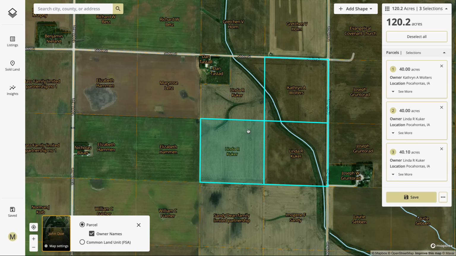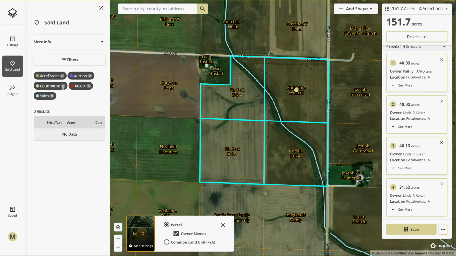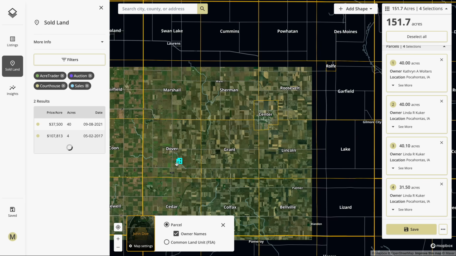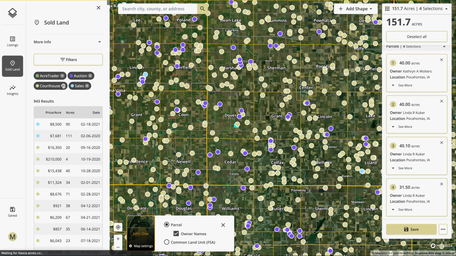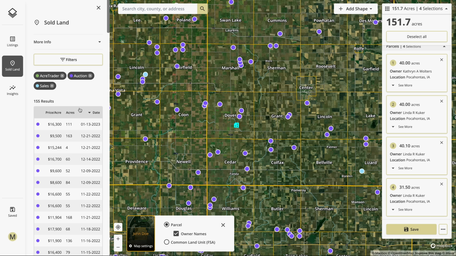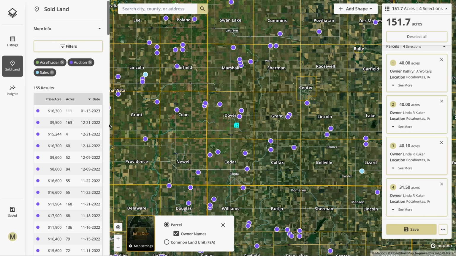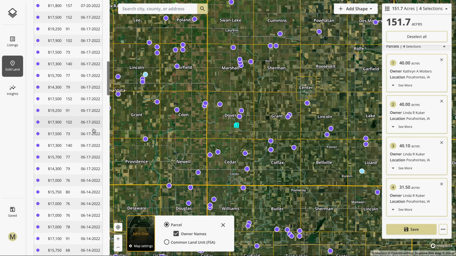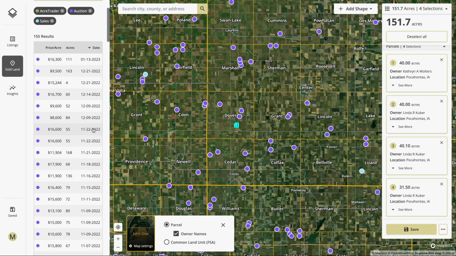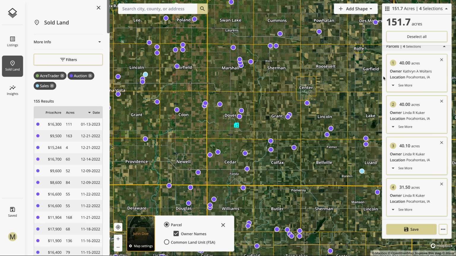To quickly pull comparable sales, I jump to the sold land layer, where I can scroll out and sort by sale date, type, and acreage to get a general understanding of rates in the region. Looking through auction results alone, I have a wealth of information from the past 6 months, confirming that this parcel passes initial muster for price range.